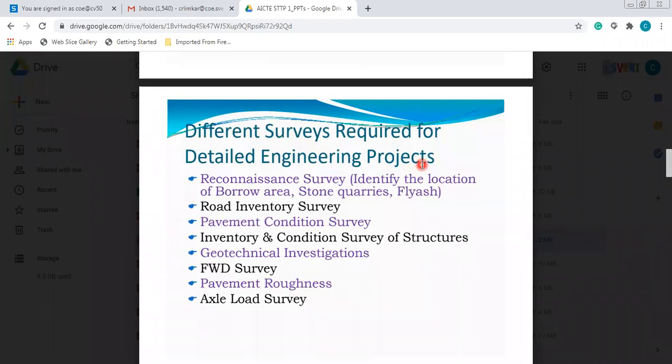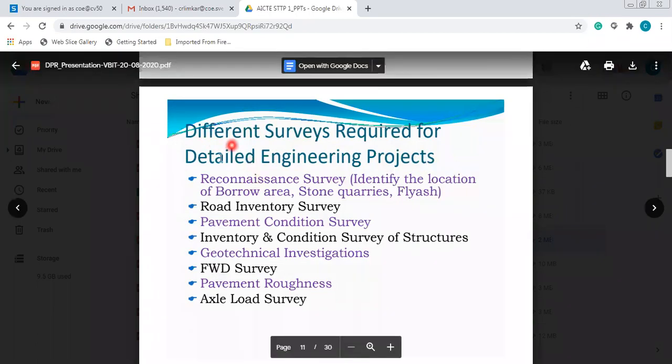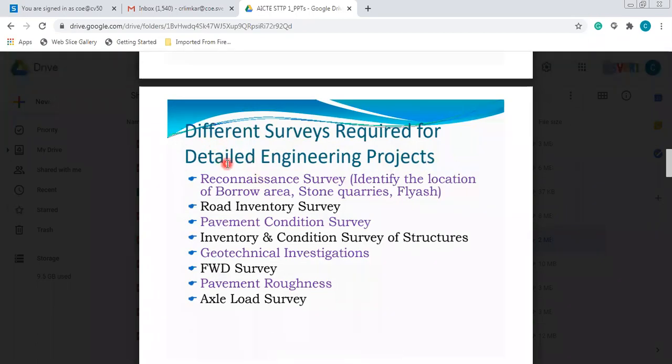And the quantity of the material, quality of the material, category of the material, and the rate which is required, or the project cost which is required, you have to take into consideration based on your surveys only. As far as these different surveys are considered, you are already familiar, but still I am reminding you. First is the reconnaissance survey, which includes identifying the location of borrow areas, stone quarries, or the fly ash. The meaning of reconnaissance is finding out the shortest possible route.